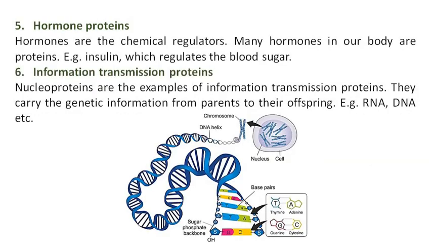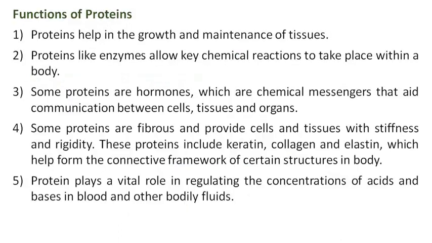Hormone proteins. Hormones are the chemical regulators. Many hormones in our body are proteins. For example, insulin, which regulates the blood sugar. Information transmission proteins. Nucleoproteins are the examples of information transmission proteins. They carry the genetic information from parents to their offspring. For example, RNA, DNA, etc.